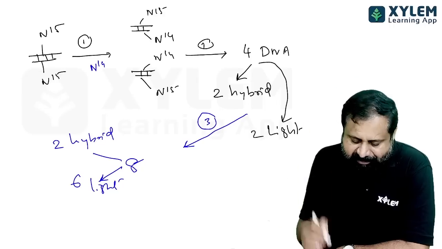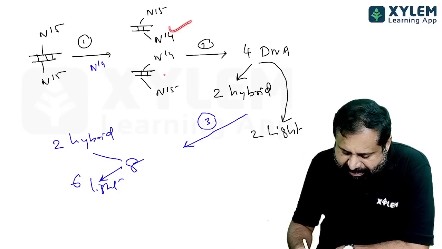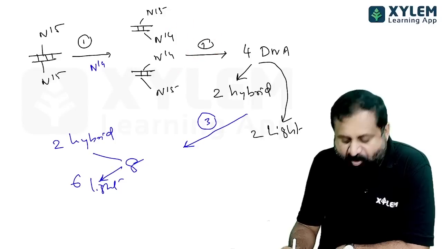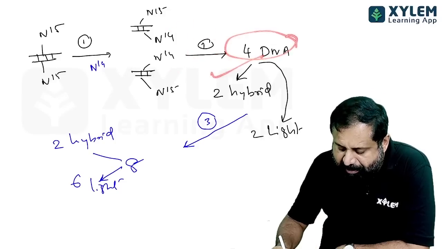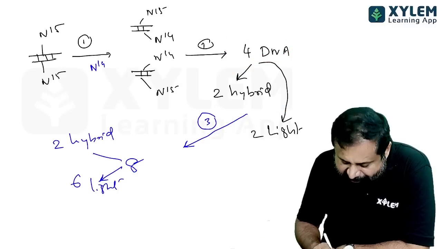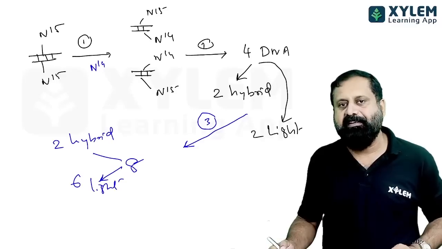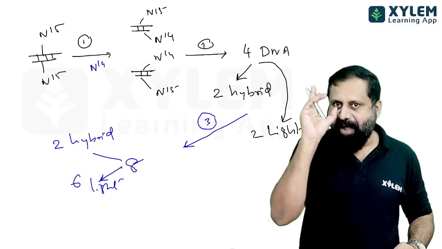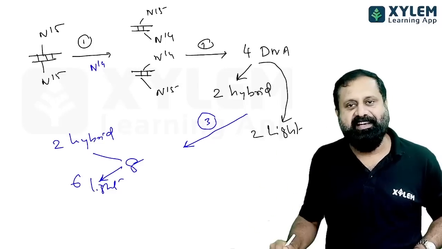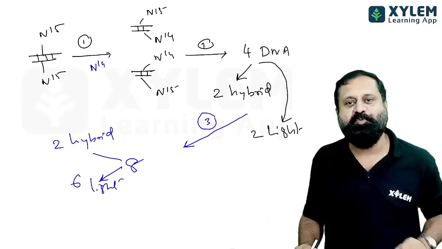Okay, once again I will repeat. In the first replication, 2 DNA, both are hybrid. Second replication, 4 DNA, 2 hybrid, 2 light. Third replication, 8 DNA, 2 hybrid, 6 light. Fourth replication, just imagine, 16 DNA. Hybrid is always 2. Remaining 14 are light. Fifth replication, 32 DNA, 2 are hybrid. So the number of hybrid is constant, 2.